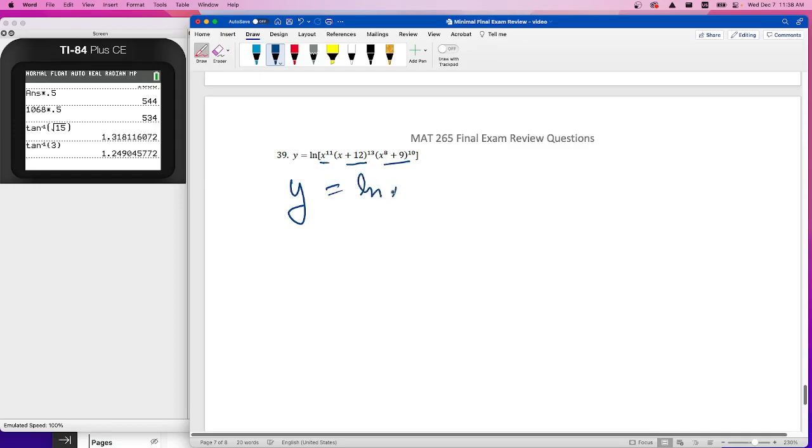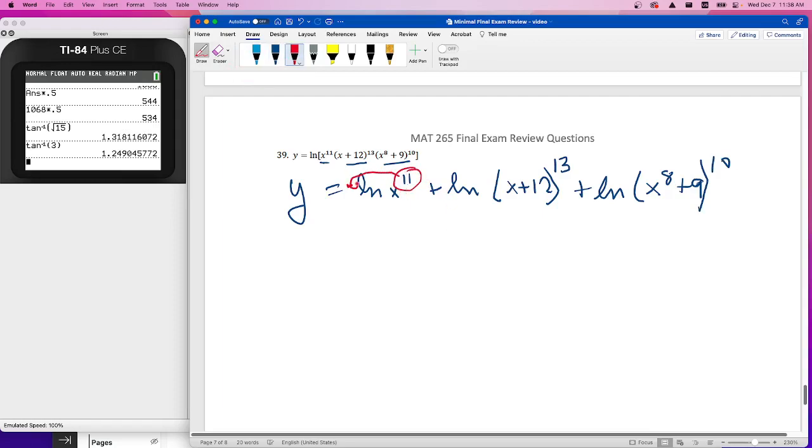So natural log of x to the 11th plus natural log of x plus 12 to the 13th plus natural log of x to the 8th plus 9 raised to the 10th power. And the other logarithm rule we use is that the exponents can become multiplication in front. So we'll do that, and that makes taking its derivative just that much easier.